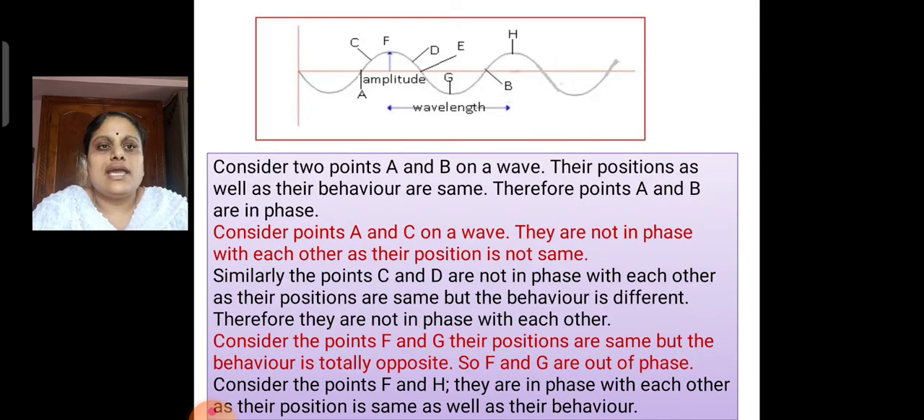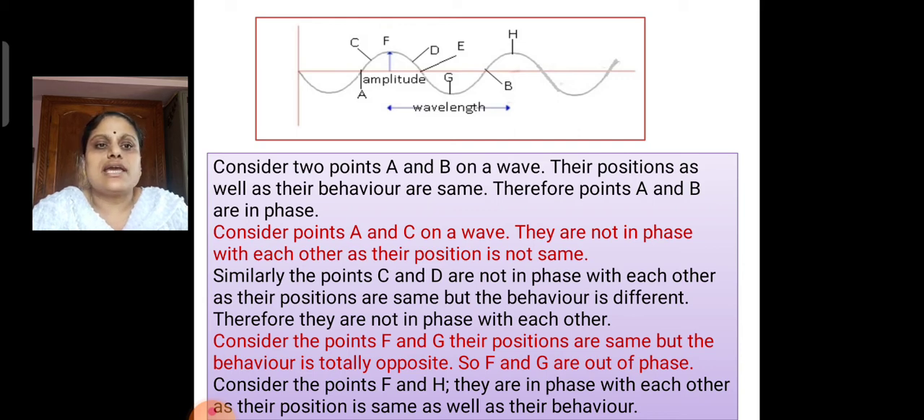Consider two points A and B on the wave. Their positions as well as behavior are the same. Therefore, we say points A and B are in phase. Consider the points A and C on the wave. They are not in phase with each other as their positions are not the same. Similarly, the points C and D are not in phase with each other as their positions are the same but behavior is different. Therefore, they are not in phase with each other.